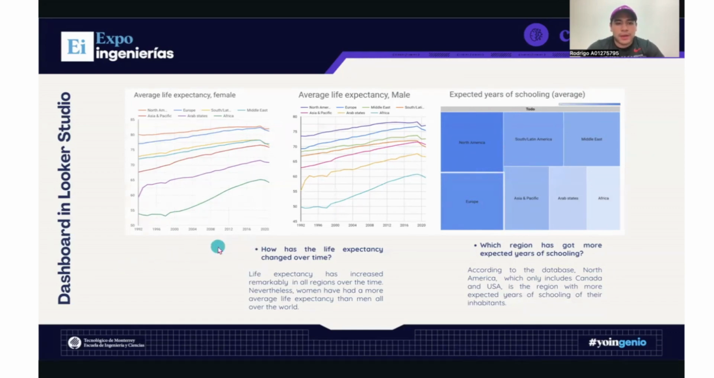And in the other part, our question: how has life expectancy changed over time? Life expectancy has increased dramatically in all regions over time, but as you can see, women have a higher average life expectancy than men over the world.